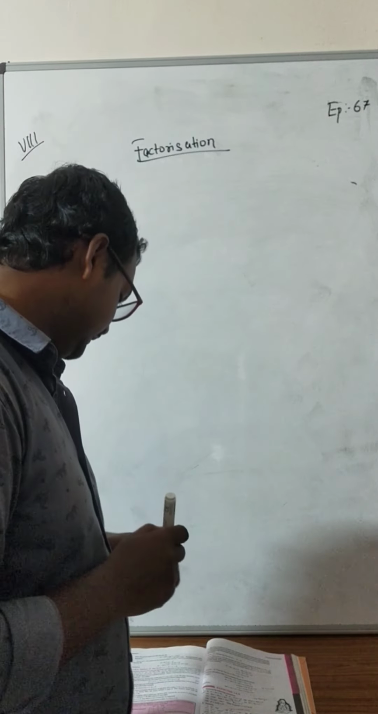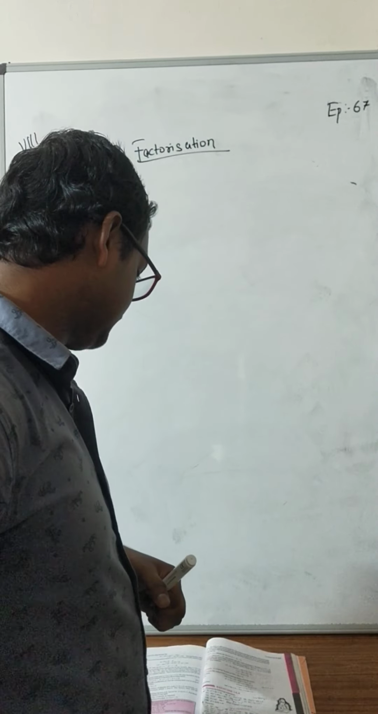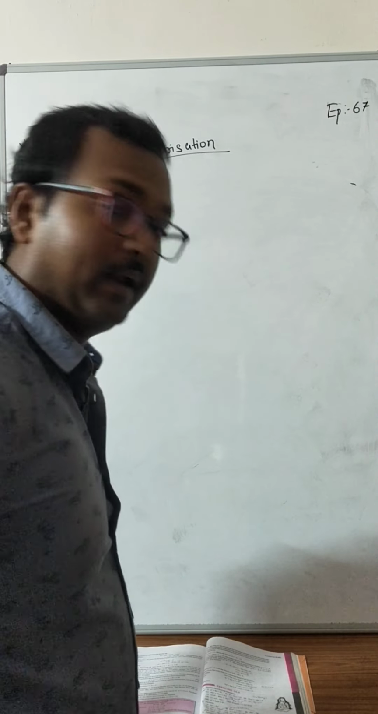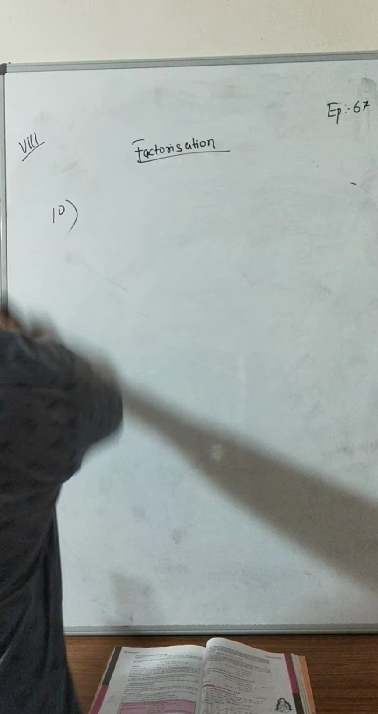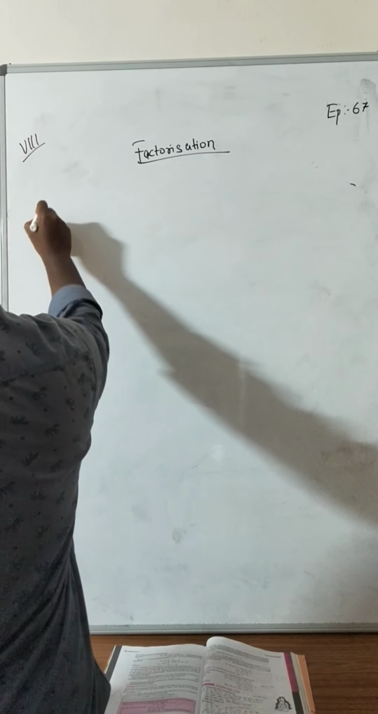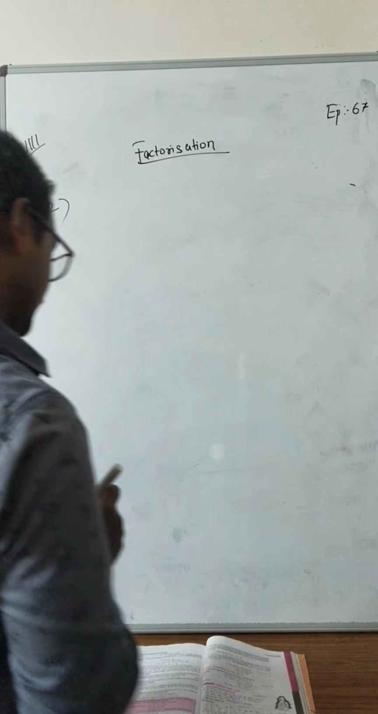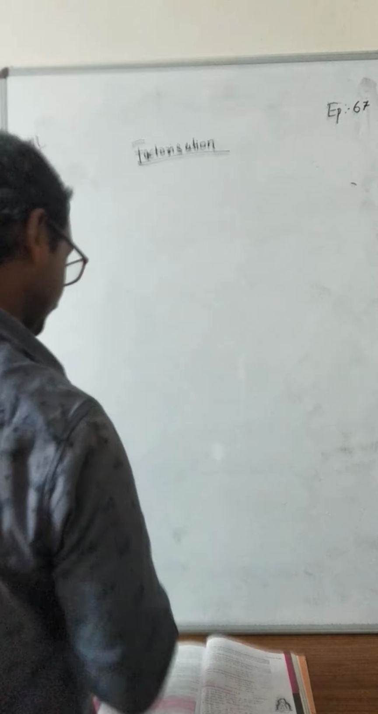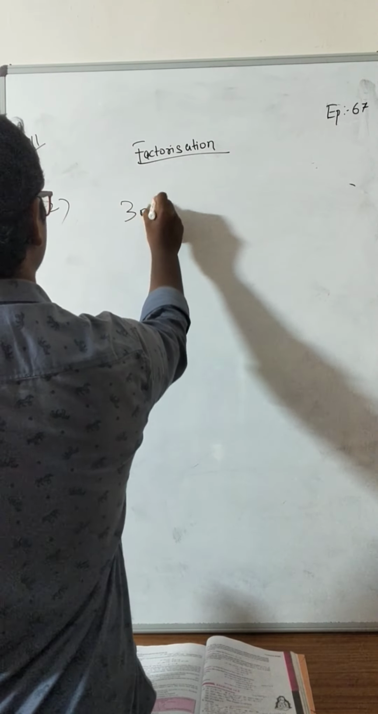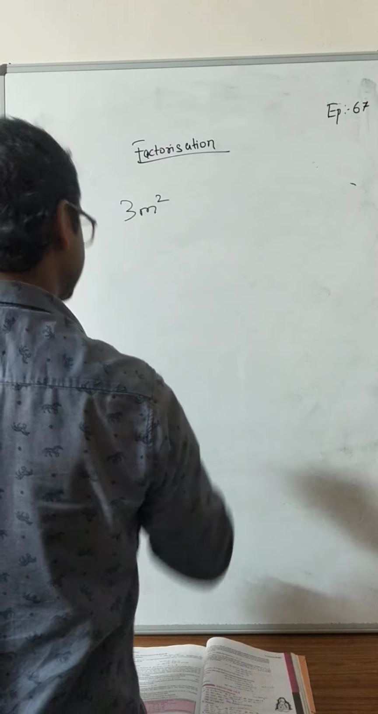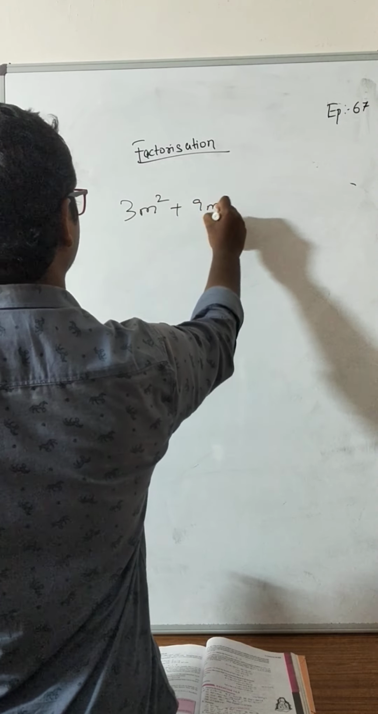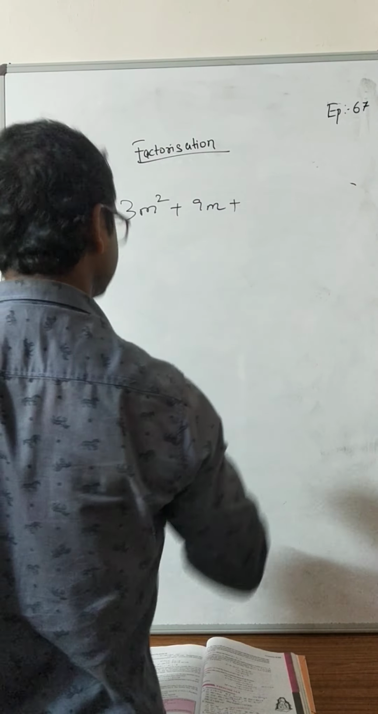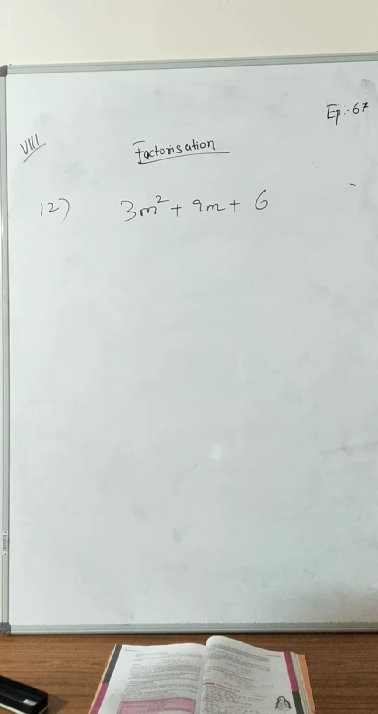So students, we have done till example 10. Now look at example 12. In example 12, let me read out the question. Find the factors of 3m square plus 9m plus 6.